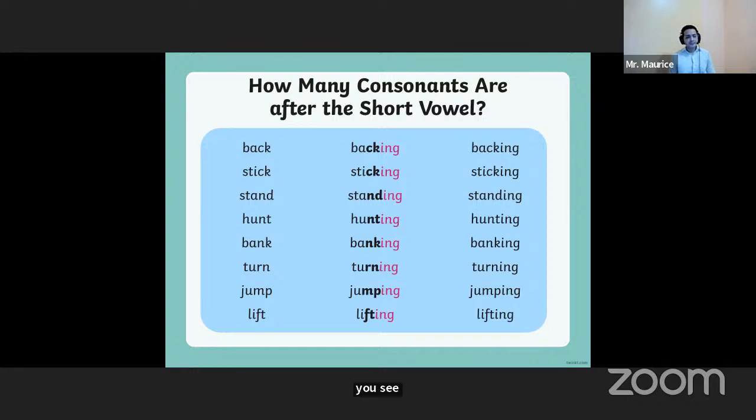You see? So we have back, backing, stick, sticking, stand, standing, and so on. This is the rule number 2. Como usted observa, pues estos verbos también son monosílabos, pero no presentan la característica de la primera regla. Son diferentes. Aquí no duplicamos nada. Simplemente añadimos el sufijo ing a la forma base. Let's continue.